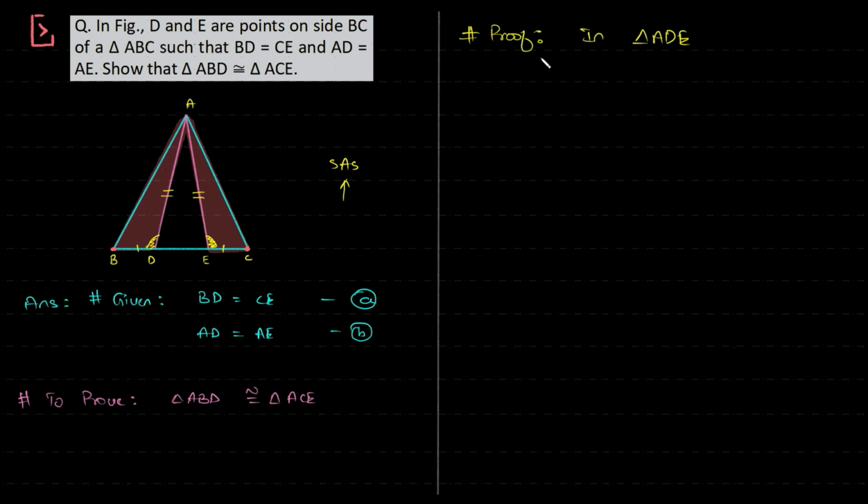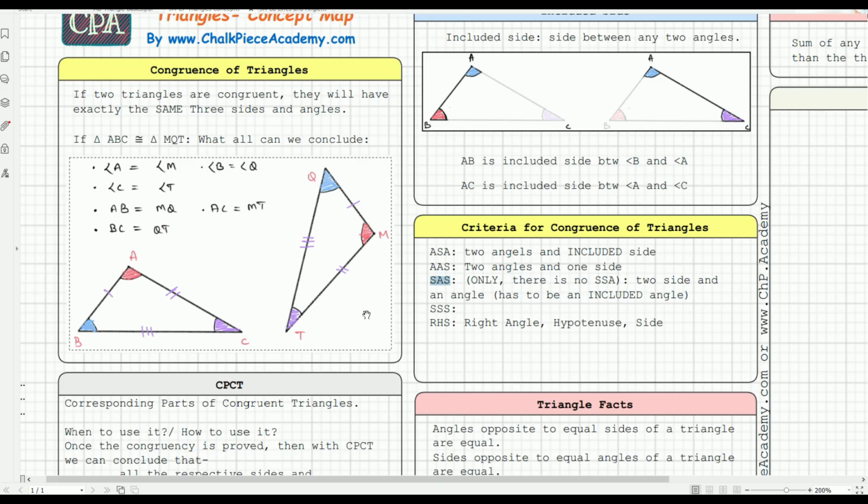So the answer is this: angle ADE, this particular angle, is equal to angle AED, not C, sorry, D. These two angles are equal. Why? How is that possible?